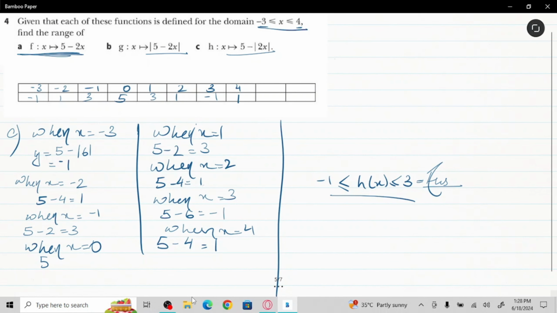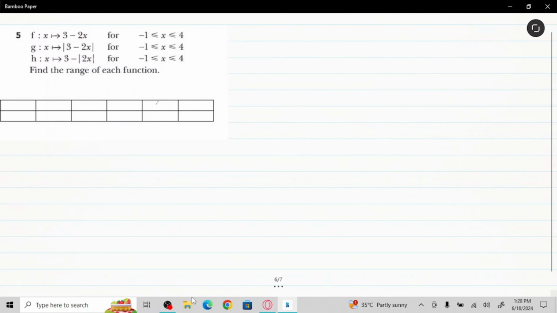Now let's proceed to question number 5. And what do we have for question number 5? It's somewhat a similar question. We have been given 3 equations, and we have to find the range of each of the functions for the given domain of x values. First of all, we have been given -1, 0, 1, 2, 3, 4.